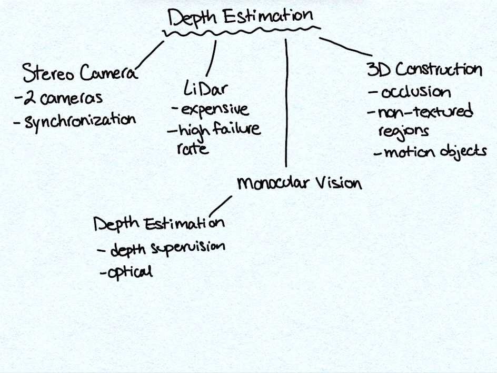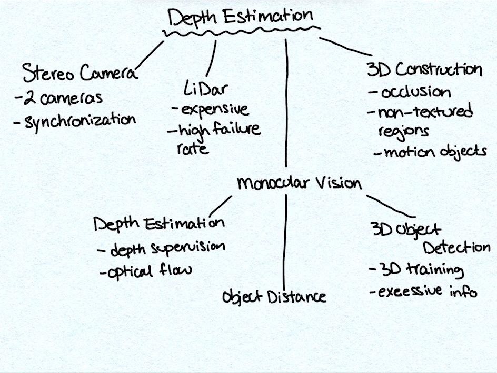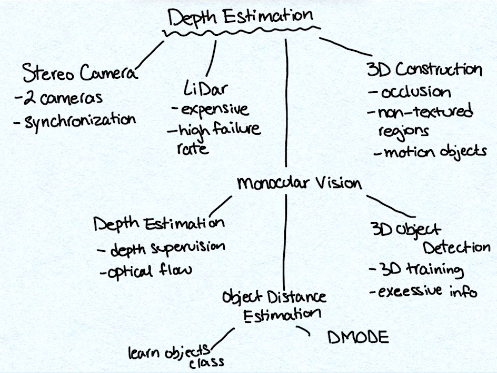We have monocular vision, which has three different approaches. Depth estimation, which uses depth supervision and optical flow. Then we have 3D object detection, which uses 3D training and excessive information. And then we have object distance estimation, which learns object classes. And then we have DMODE, which doesn't use that.